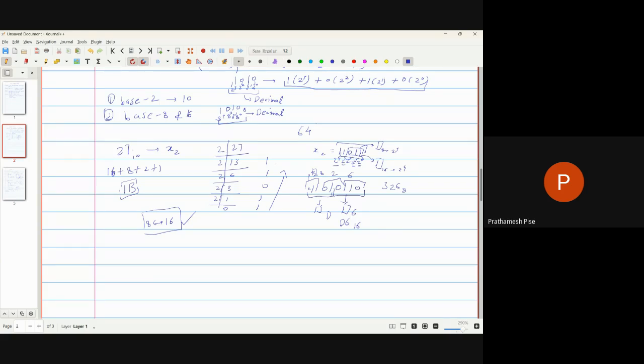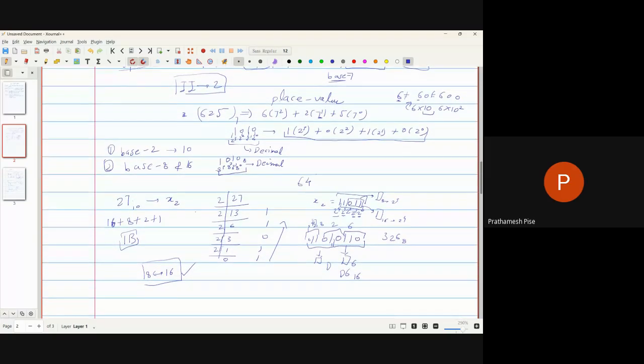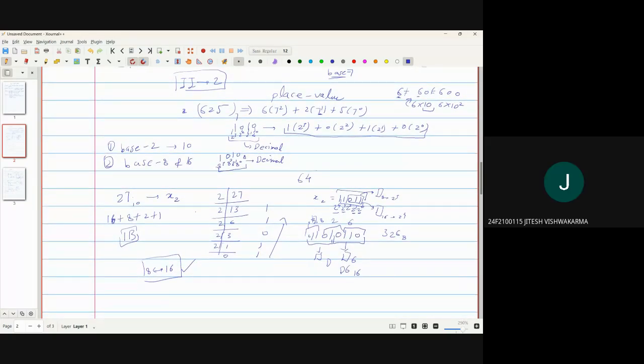That is very important. Sir, can we directly convert octal to hexadecimal? Yes. Right now I have forgotten how, but yes, you can. Like the way we can convert from base 2 or decimal to any base, we can obviously convert a number from any base to any base.